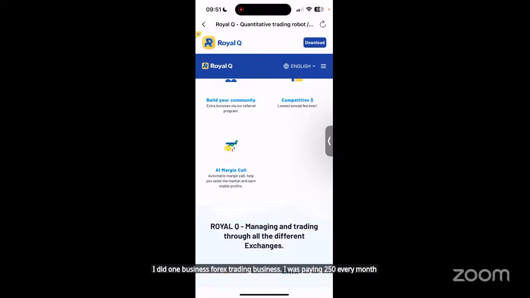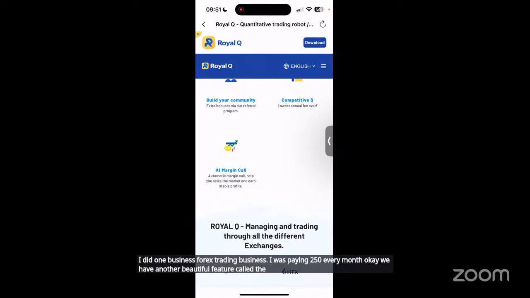We have another beautiful feature called the AI margin call, the automatic margin call. It helps you seize the markets and earn stable profits.